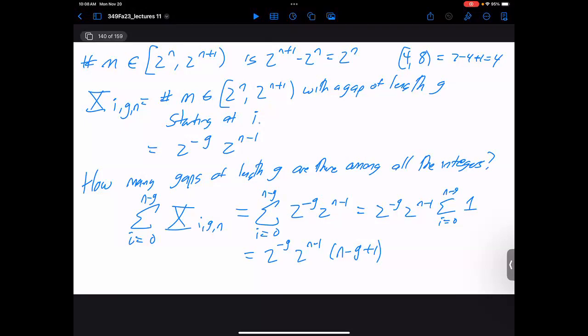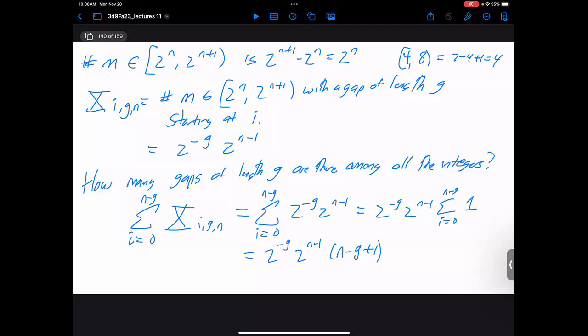So I need to know how many total gaps there are among all the decompositions. I know how many gaps there are of length g. So one way I can do the problem is to sum over all values of g. We're just reviewing what we were doing before.